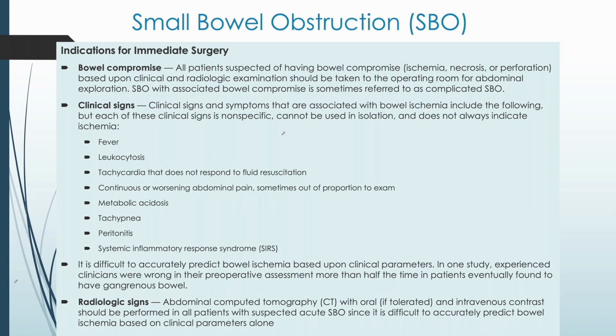There's a study that they did that pretty much showed that physical exam and clinical assessment of these patients is not always accurate. So the study showed that even experienced clinicians were wrong in their preoperative assessment more than half the time in patients who eventually were found to have gangrenous bowel. So my advice to you, especially as a young clinician, would be to always, I wouldn't say cover your butt, but I would say be conservative, like really think about the ramifications of your decisions and always do what's best for the patient.